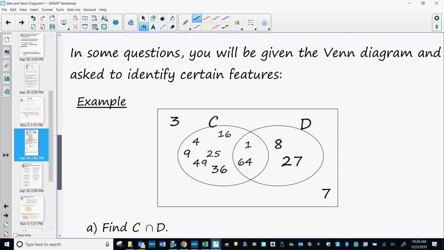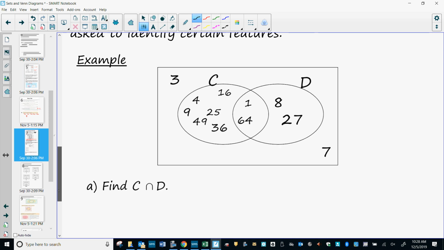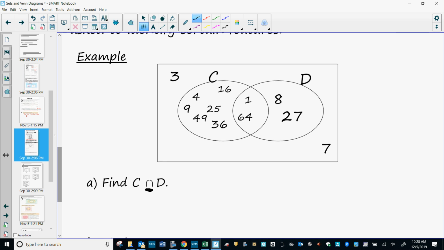So sometimes you'll be given the Venn diagram and asked to identify certain features. So here's my Venn diagram. We have to remember what this symbol here means. Intersect. It means intersect. So what does that mean? Where do we look on the diagram? Where they meet, yes. And so this here would be this portion here. And remember when we're listing things, we use those fancy brackets.